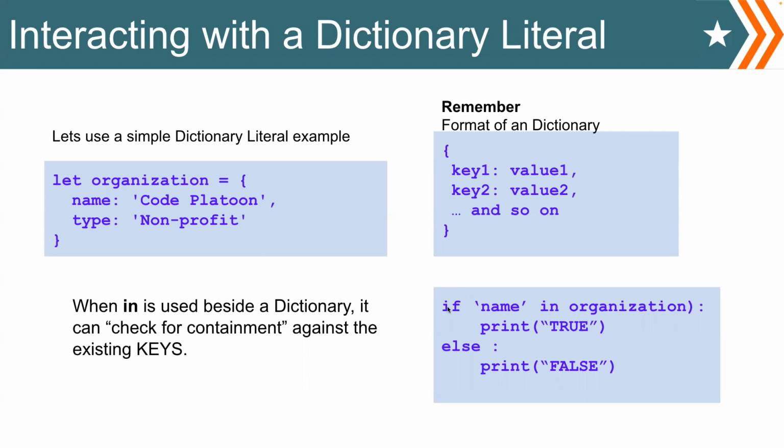So, I mean, this could just be print name in organization. We would see either a true or false. Well, name itself is in organization. We see that it's a key in organization. But if I were to ask, is Code Platoon in organization, this would return false because Code Platoon is not a key. It's only a value. And we'll go over how we could check if it's a value or if it's a key later on as we start working on our actual code editor.